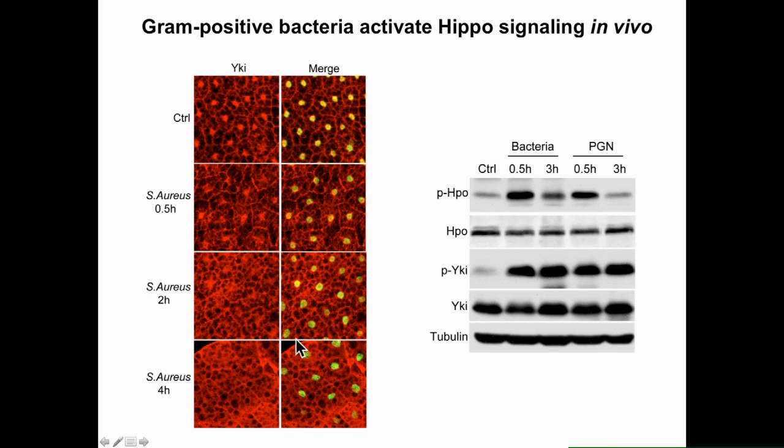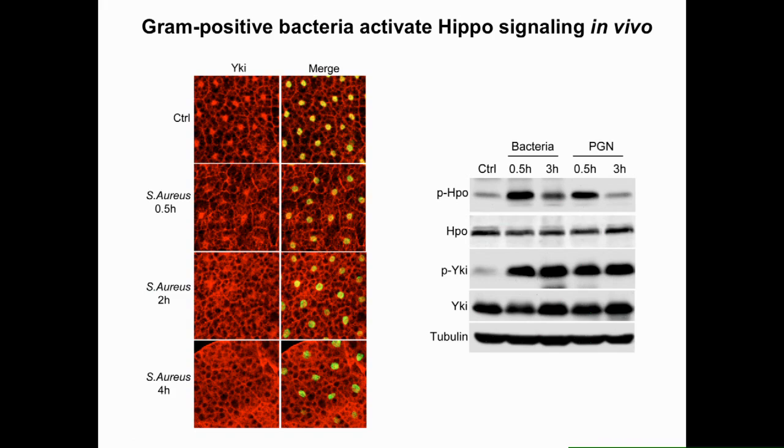And the same phenotype can be recapitulated using a fly immune cell, the macrophage-like cell line, in which you can simply treat these cells with gram-positive bacteria or peptidoglycan from gram-positive bacteria. You can see that within half an hour, Yorkie phosphorylation is dramatically stimulated. That's mimicking the temporal response we see in vivo, in which within half an hour, you start to see a Yorkie subcellular localization change, where it goes from the nucleus to the cytoplasm.